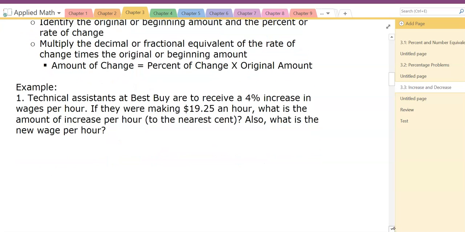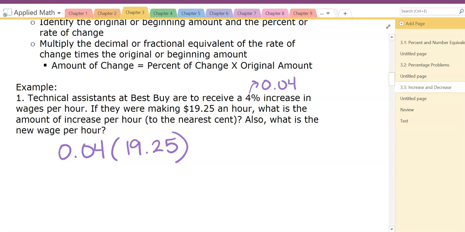So we start at $19.25. It's increasing, they say, by 4%. What would be 4% as a decimal? Good, 0.04. So we're going to take 0.04 times 19.25. Okay, so I would grab a calculator and do that. So we get 0.77. So they are making 77 cents more per hour. So this would be the wage increase.